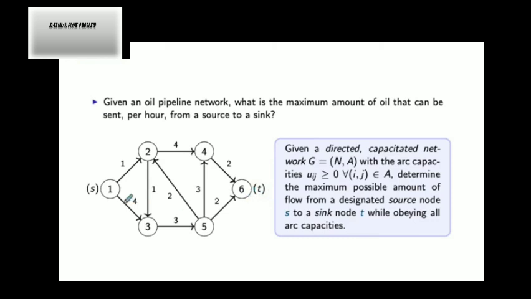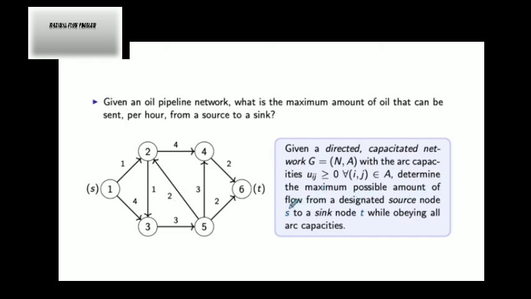Our goal is to push as much oil as possible through this pipeline per hour from node 1 to node 6, or from source to sink. This problem can be stated as a maximum flow problem in a directed capacitated network. So we have this network G given by the set of nodes N and the set of arcs A. And we have arc capacities that we denote by Uij for every arc ij belonging to A. U52 is given by 2.